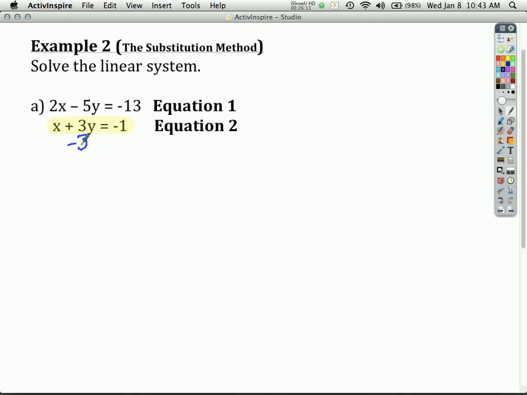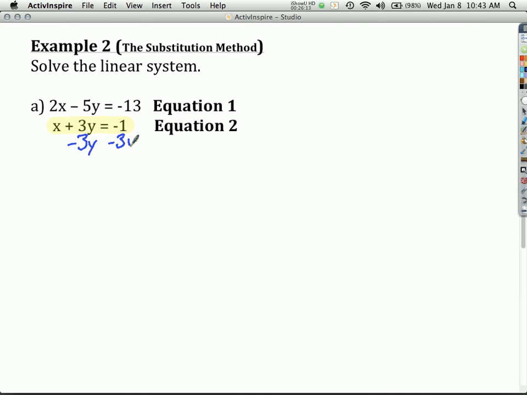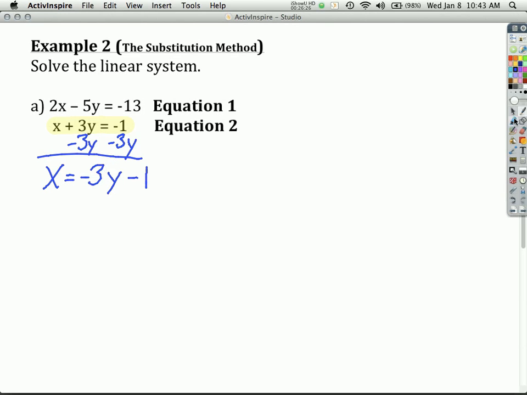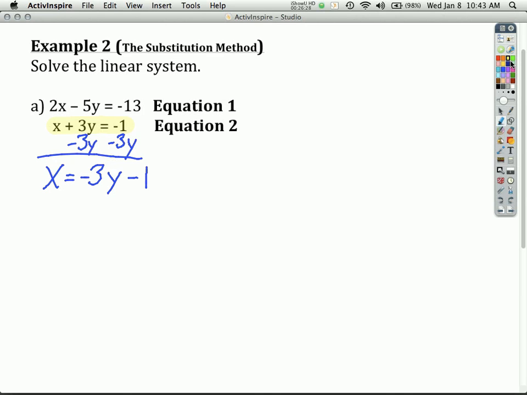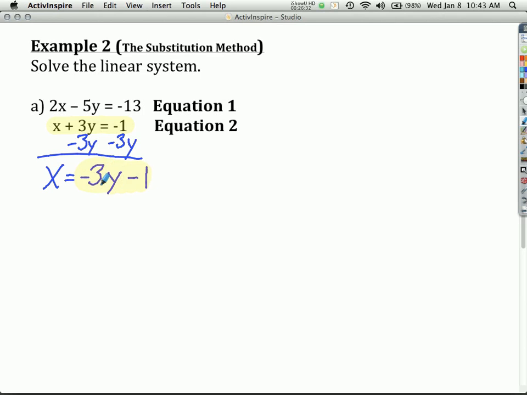Good. Subtract 3y from both sides. And so we end up with x equals negative 3y minus 1. So now what we just did was we have now said that x is equal to this expression. So anywhere we see an x, we can put that expression in its place.